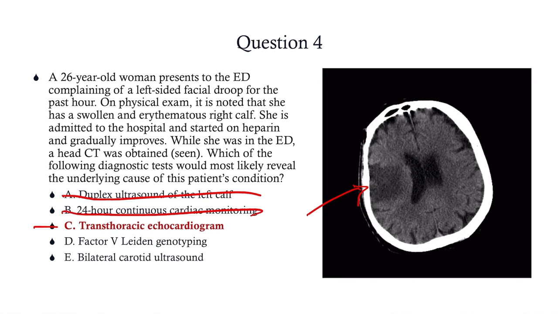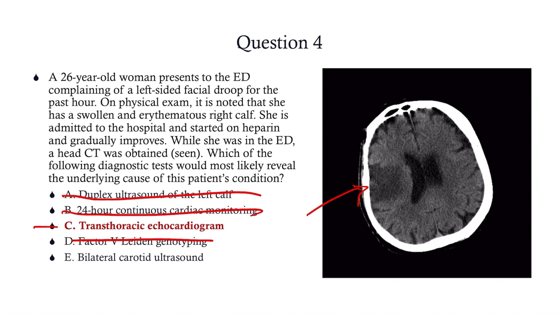And we want to know what's the underlying cause, and that is the patent foramen ovale. If she did not have a patent foramen ovale, she would have had a pulmonary embolism. So that's out. And then bilateral carotid ultrasound, that is useful for patients with transient neurologic signs.